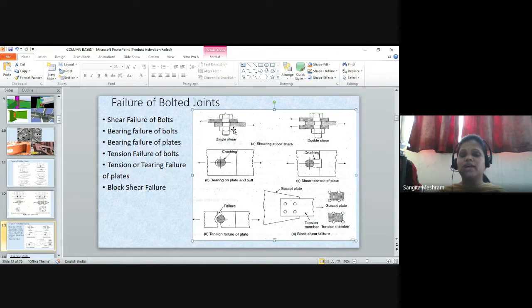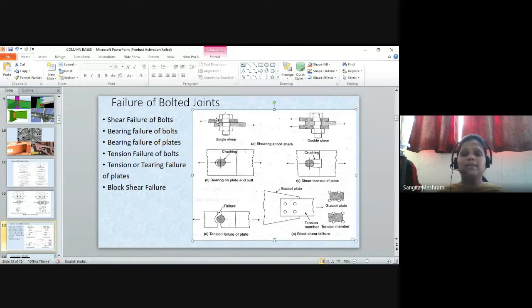In case of lap joint it may be a single shear or double shear. जितने शेयरिंग प्लेन है, अगर दो प्लेट है तो एक ही शेयरिंग प्लेन रहेगा. In between the two plates there will be a shearing plane. ठीक है. अगर तीन प्लेट प्रोवाइड कर रहे हो, so there will be two shearing planes. So according to that, the bolt will be in single shear or double shear.